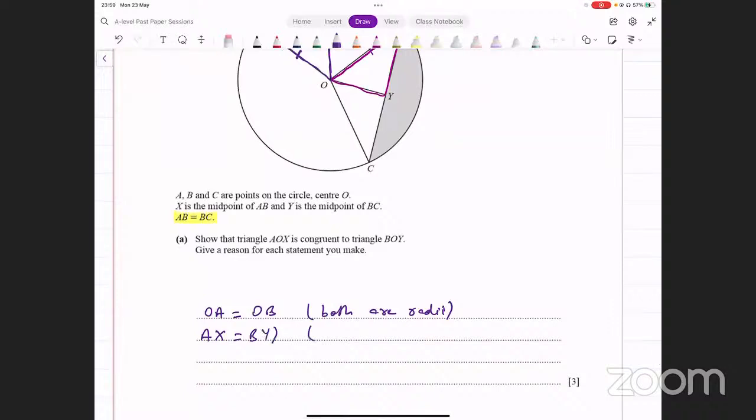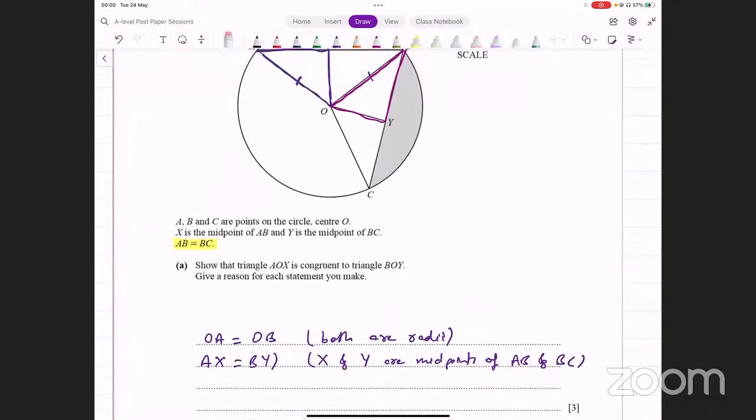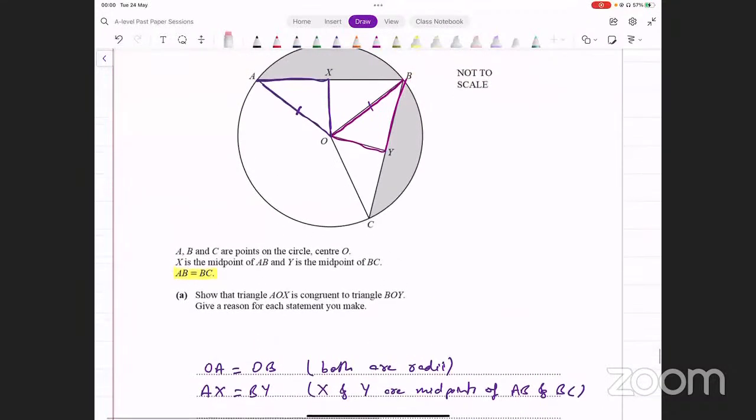What's the reason for that? Reason लिखना जरूरी है. X and Y are midpoints of AB and BC respectively. वो दोनों midpoints हैं, इसलिए ये दोनों lengths equal होनी चाहिए. AX should be equal to BY. So ये lengths भी equal आ गई. That's another length that we've got equal.